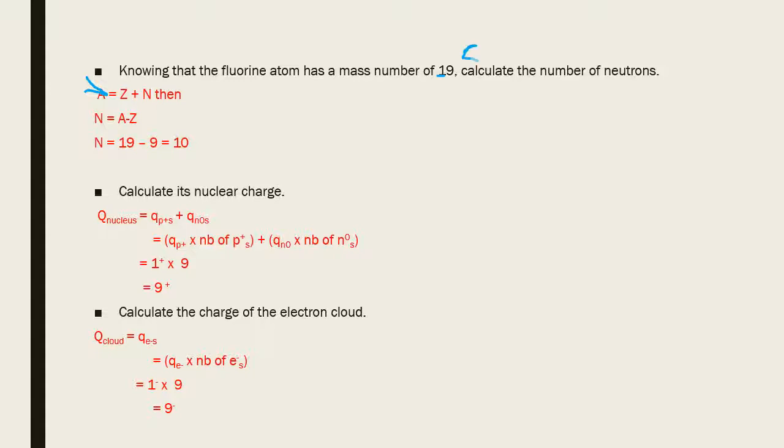A is 19. Z, we calculated before, it's 9. A is written in the figure. We do 19 minus 9, which equals 10.